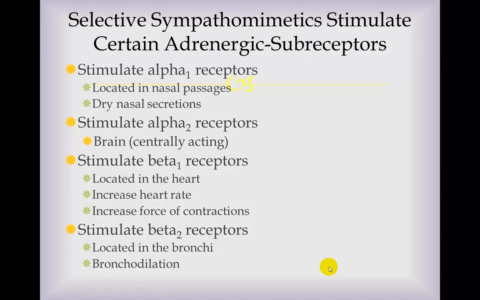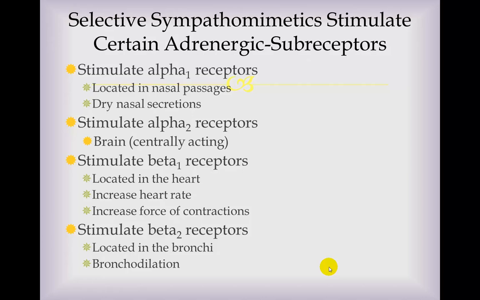If they're selective, then we can get them to stimulate certain adrenergic subreceptors. So for stimulating alpha 1, we can use a nasal spray or sometimes an oral decongestant to stimulate the alpha 1 receptors in the nasal passages. This will cause vasoconstriction and cause us to dry up nasal secretions. Alpha 2, we talked about, are centrally acting. The alpha 2 receptors are located in the brain, and we're not going to spend a lot of time on those.